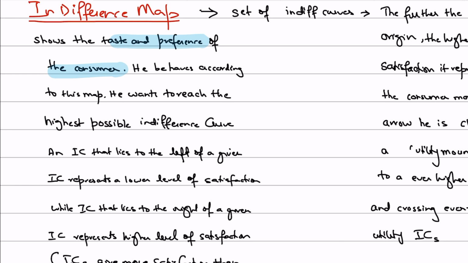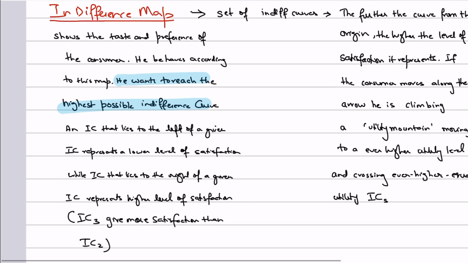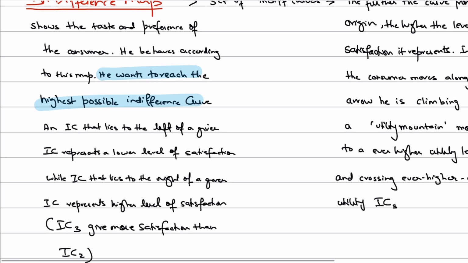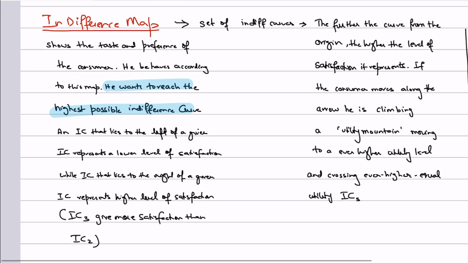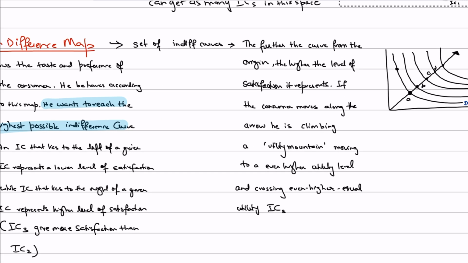And again, the objective is that the consumer wants to reach the highest possible indifference curve. Consumer का aim क्या है? इसको लिख लेते हैं, इसको underline कर लेते हैं, because ये important है कि consumer जो है वो चाहता क्या है? He wants to reach the highest possible indifference curve, right? So an indifference curve that is to the left represents lower satisfaction because that's an inferior region. ये हम देख चुके हैं पिछली वीडियो में भी. And IC3 would represent higher satisfaction more than IC2 anyways.